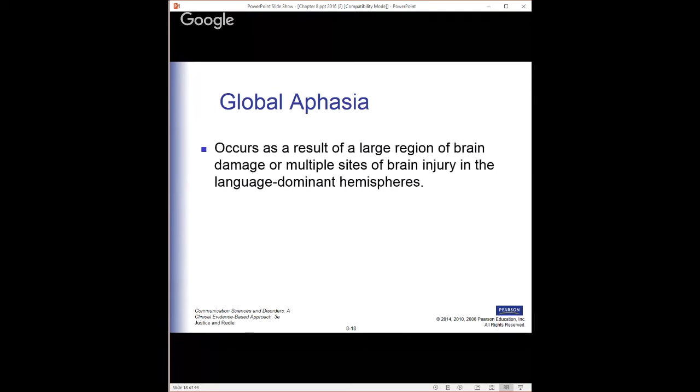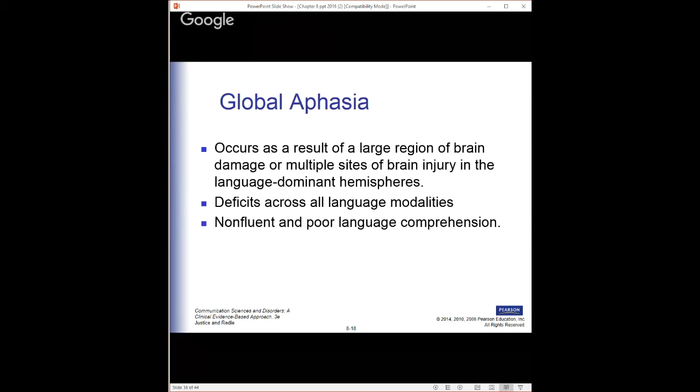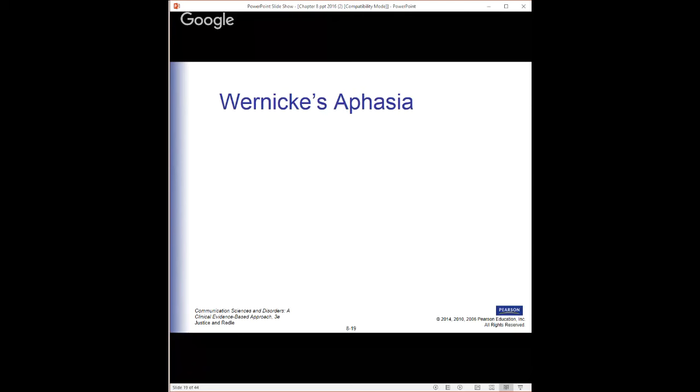Global aphasia occurs as a result of a large region of brain damage or multiple sites of brain injury in the language dominant hemisphere. There are deficits across all language modalities. They'll have non-fluent speech and poor language comprehension, and they will present with severe communication problems.